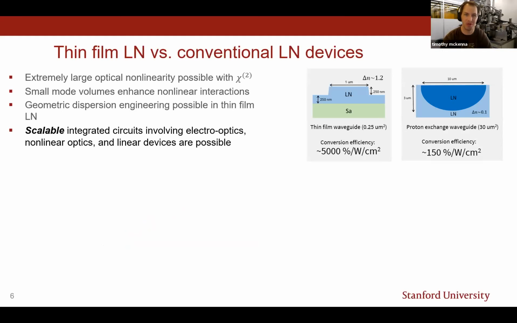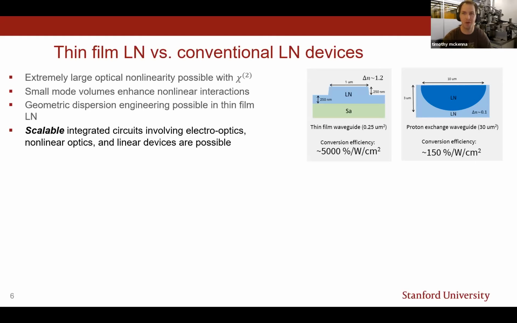But I think the thing I'm most excited about is this thin film LN platform. It can now be a scalable, integrated circuit platform where you can incorporate electro-optics, nonlinear optics, and linear devices all in a single circuit, all on the surface of a chip.